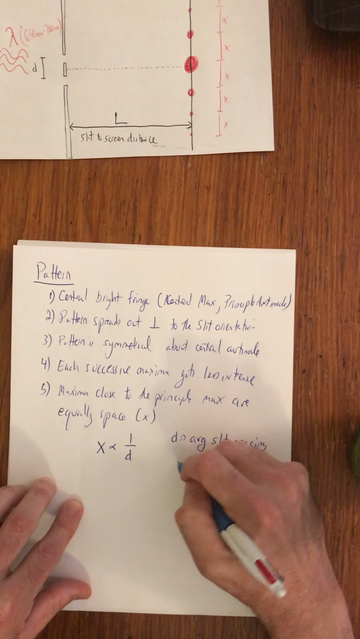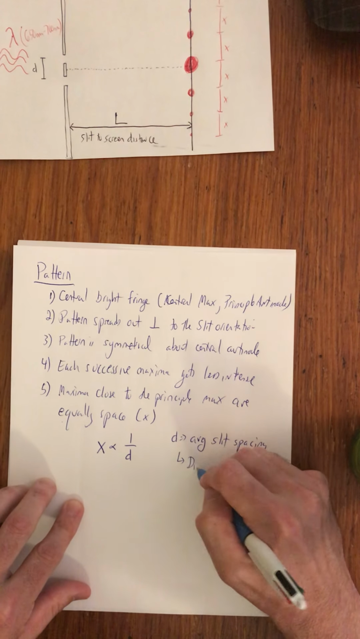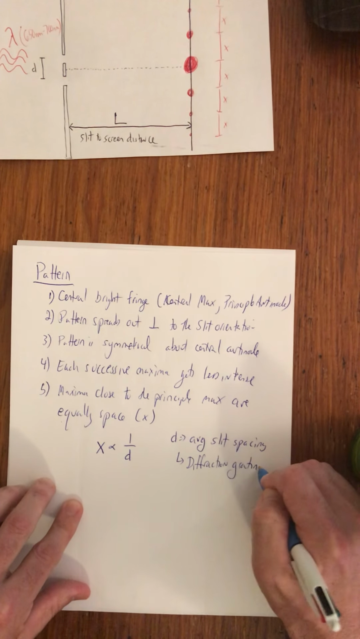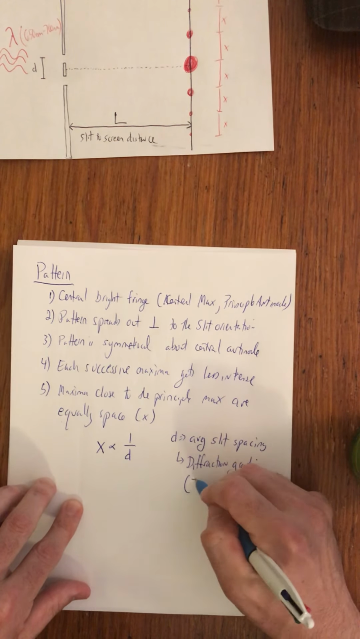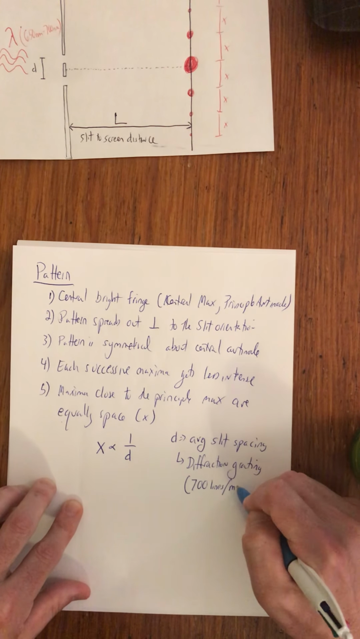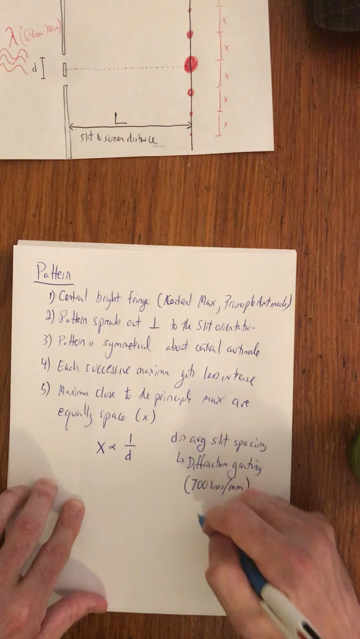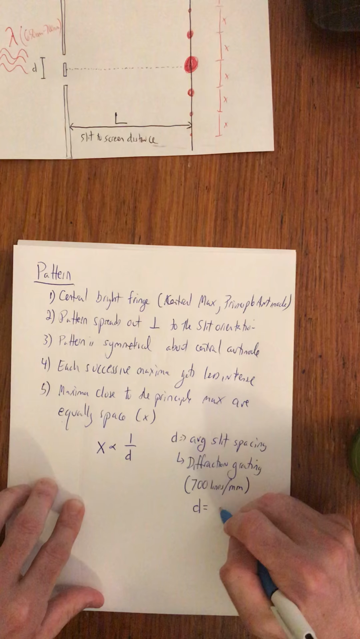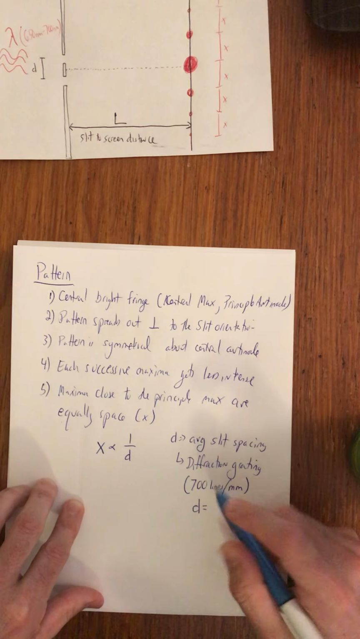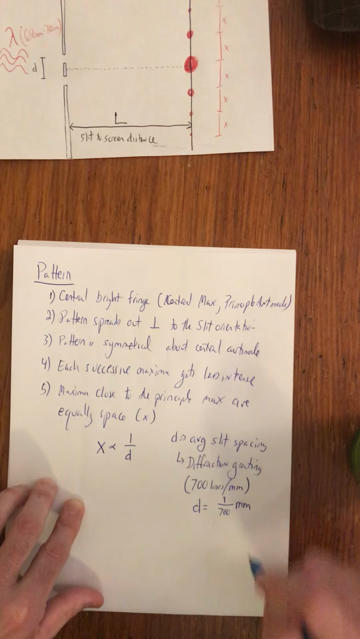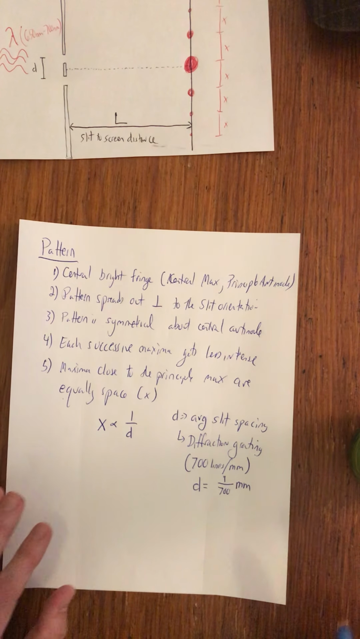And while I'm here, let's just talk about the device that I had. It was called a diffraction grating. The particular diffraction grating that I had has 700 lines or slits per millimeter, which is ridiculous. That means that the D for this particular diffraction grating is going to be 1 over 700 millimeters, which is really, really tiny.